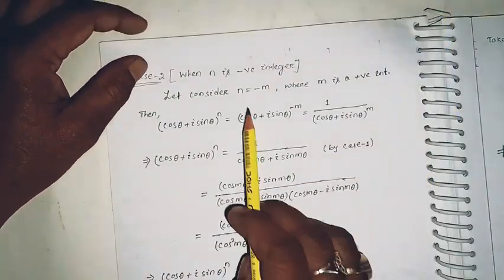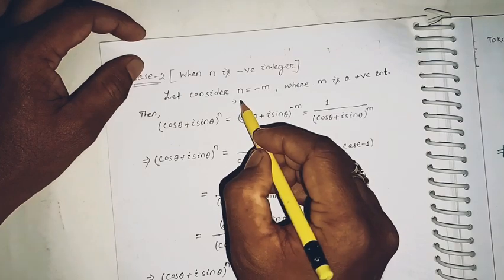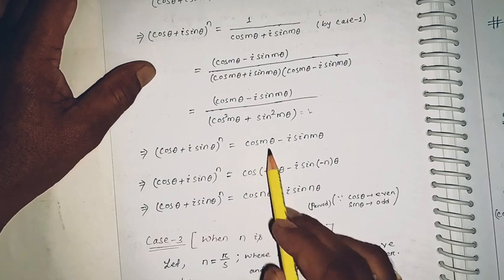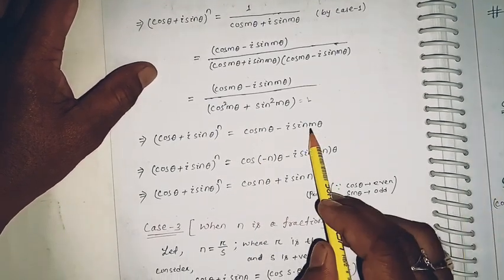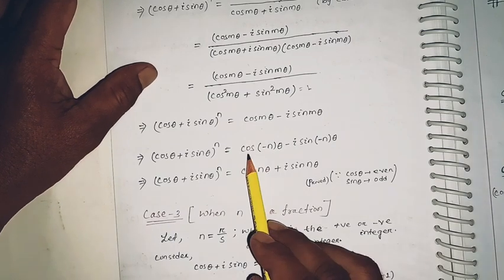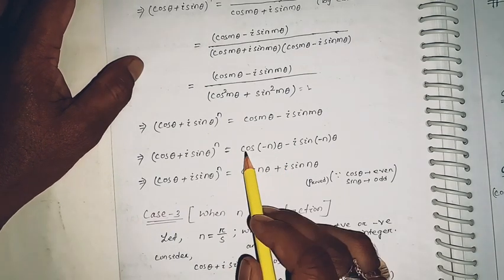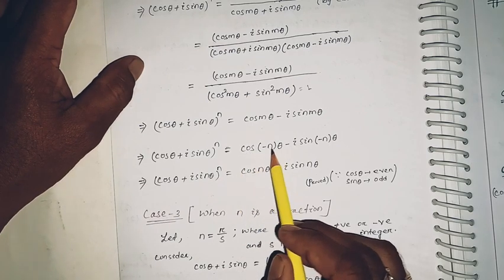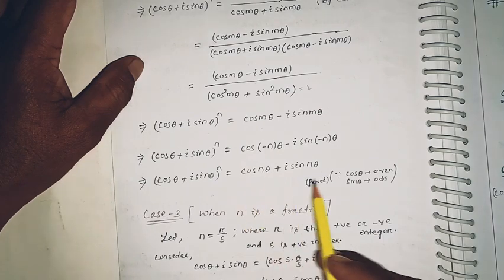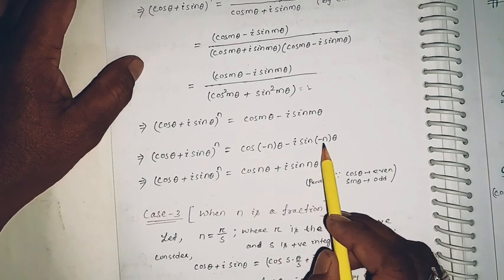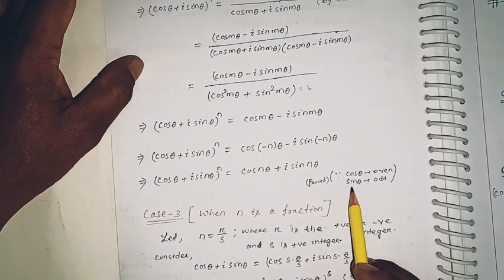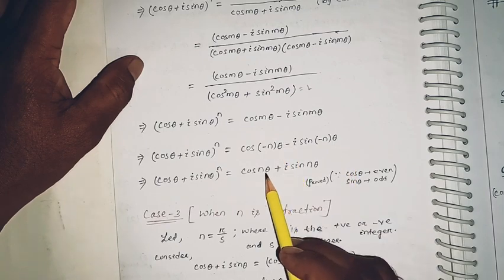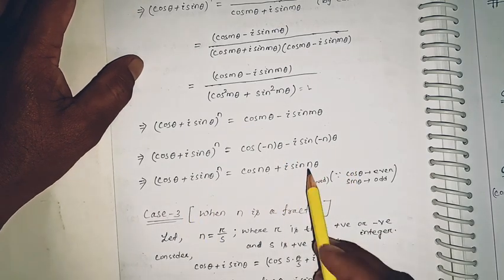Initially we considered that n equal to minus m. So obviously m will be equal to minus n. Here instead of m we can substitute minus n. But cos theta we know is an even function, so cos minus n theta will be cos n theta because cos theta is an even function. But sin minus n theta will be minus sin n theta as sin theta is an odd function. So if it is minus sin n theta, already minus is there, so plus i sin n theta. So it has been proved.